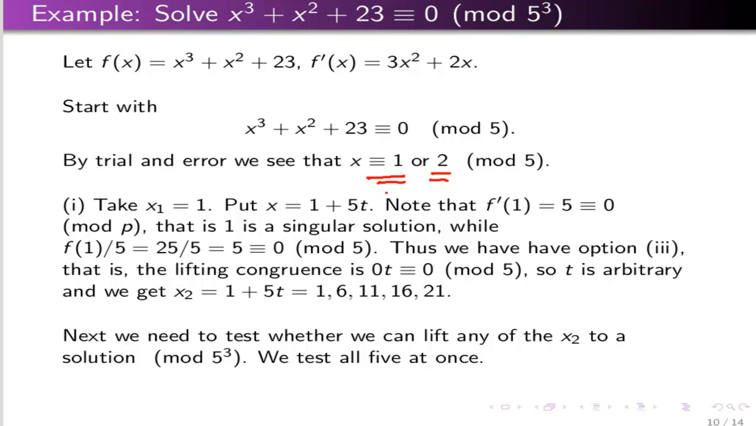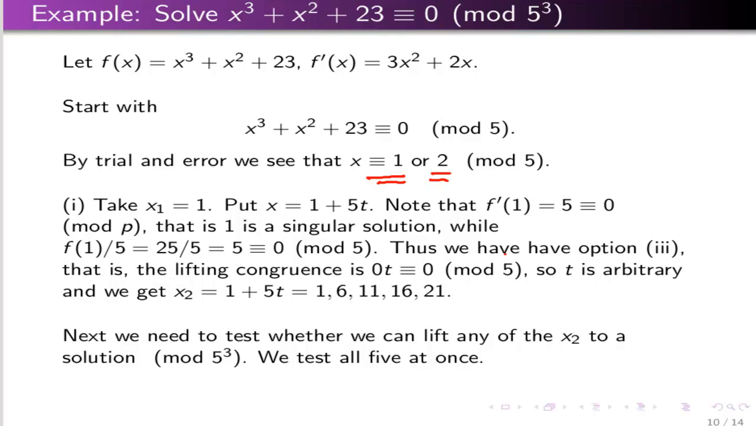So we have to write down what the lifting congruence looks like. I calculate the first derivative at 1. f prime is 3x squared plus 2x. Plug in 1 and you get 0 mod 5. And so 1 is a singular solution. Then I calculate f of 1 divided by 5. That'll be the right-hand side of the lifting congruence. So f of 1 is 25. Divided by 5, we get 5. And 5 is 0 mod 5. So in the lifting congruence, both sides are 0.